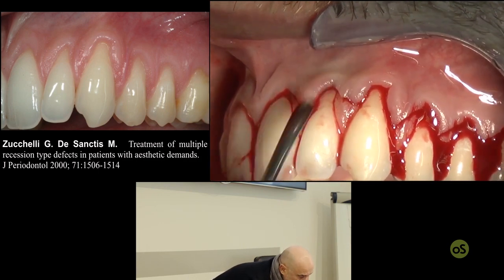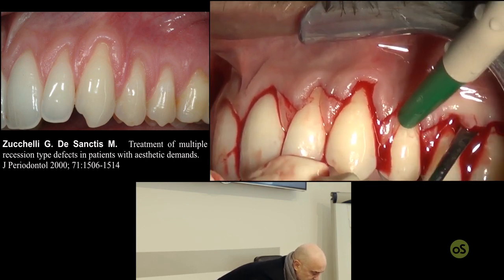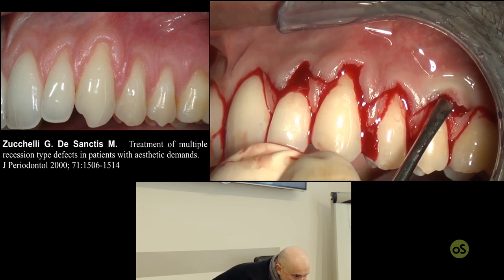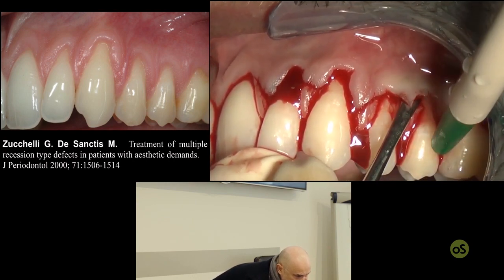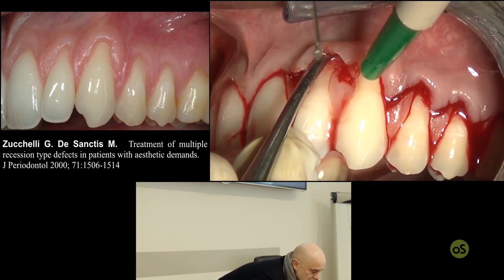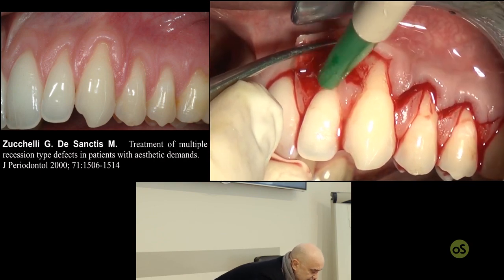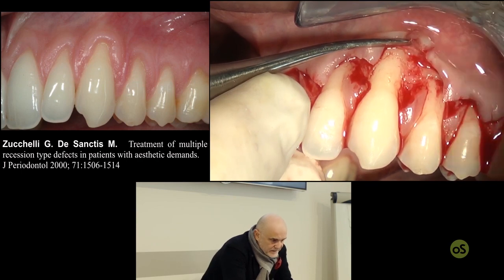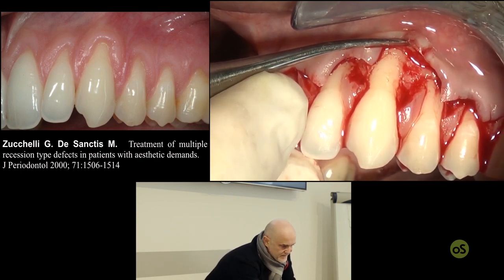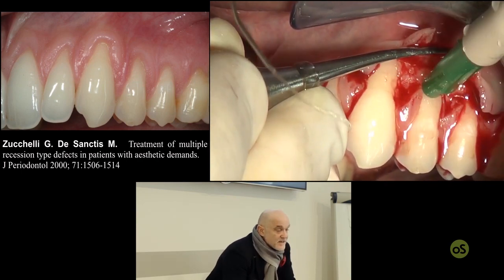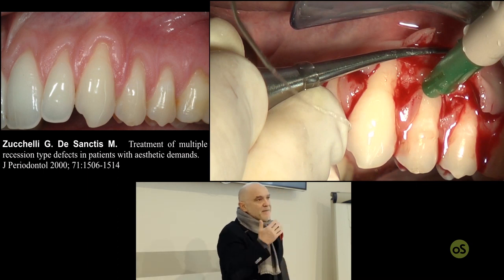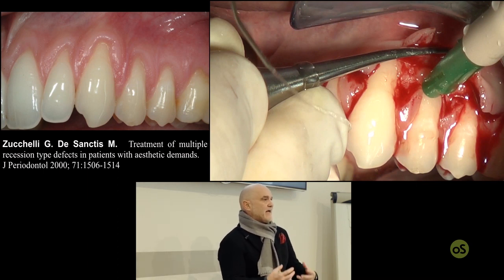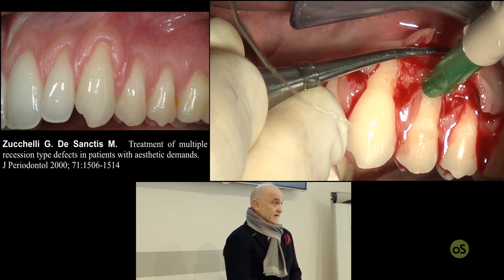Now it's time to start the full thickness elevation of the flap. The first teeth that are elevated full thickness are those with the greater amount of remaining keratinized tissue, while the last teeth where the full thickness elevation is performed are those teeth with less amount of remaining keratinized tissue. This is to reduce the risk of trauma and of tearing the keratinized tissue of the flap.